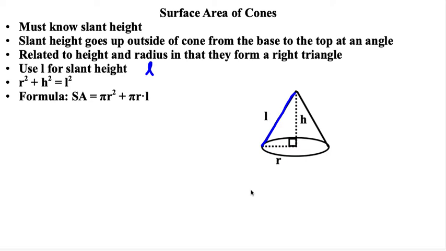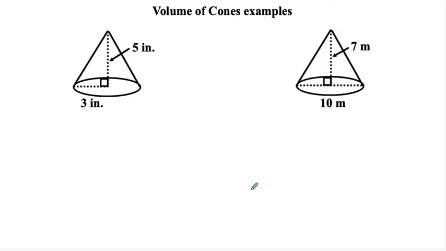So let's do a couple of examples of each of these. Volume of cones. In this first case, they gave you the radius, which is 3, and this is the height. Please note it's perpendicular, so therefore this is just the plain old height. So the volume is 1/3. Don't forget the 1/3. It's kind of important. It's not a cylinder. Pi times the radius squared times the height.